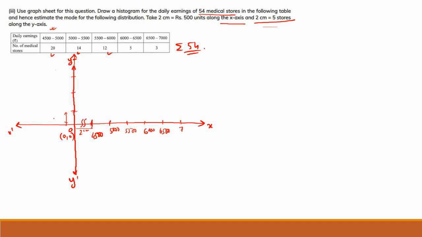Measure it with your scale, see this should be 2 centimeter. But don't write it, just measure it. You will find this is 2 centimeters, so that 2 centimeter mark is 5 units. This has 10 units, this is 15, this is 20. Now it says 4500 to 5000 should be 20. This is the histogram we need to draw, so this should be this one.